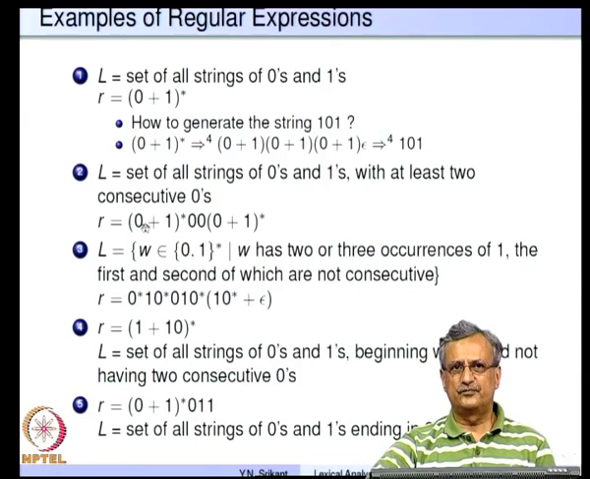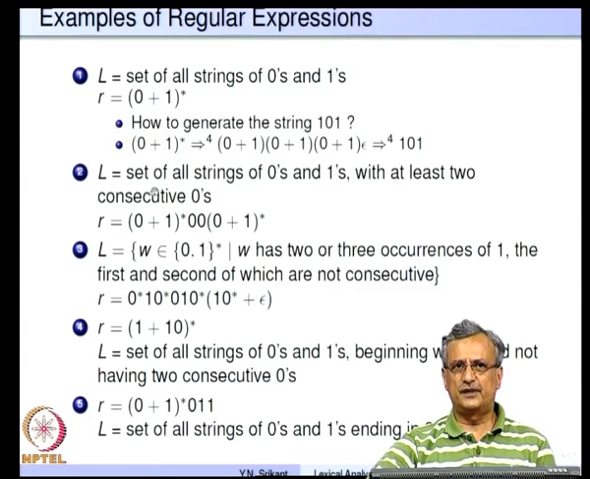The next example is the same 0 plus 1 star, but then it is followed by 2 zeros and then again we have a 0 plus 1 star. This 0 plus 1 star as before can generate any string of zeros and ones. This can also generate any string of zeros and ones. So, the only property that is true for all the strings is that there are two zeros together in the middle. This can generate only ones and this can generate only ones, but these two zeros will remain in the middle.